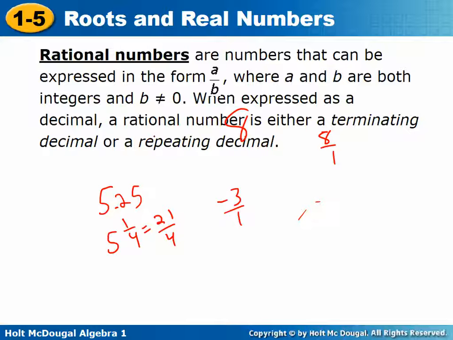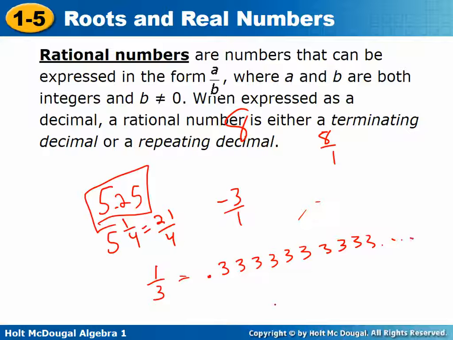Rational numbers are either terminating decimals, that means they stop at some point like this one, or look at the number 1/3. When you turn this into a decimal, when you take 1 divided by 3, you get 0.3333. This is a repeating decimal. These 3's just keep going. They're not ever going to stop. That's called a repeating decimal.